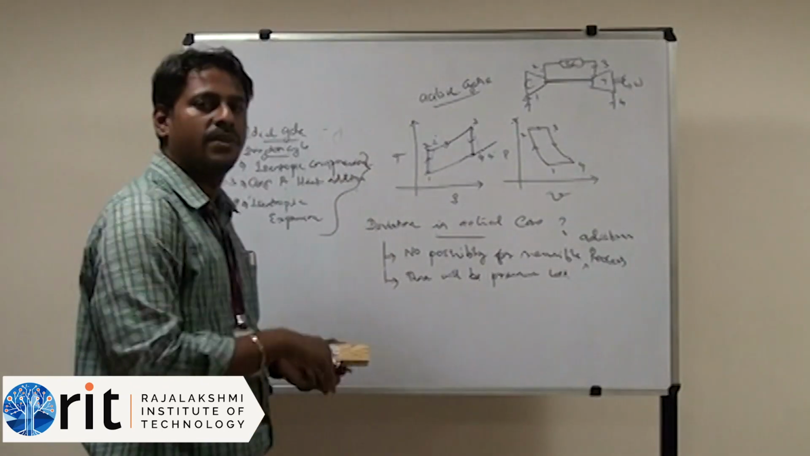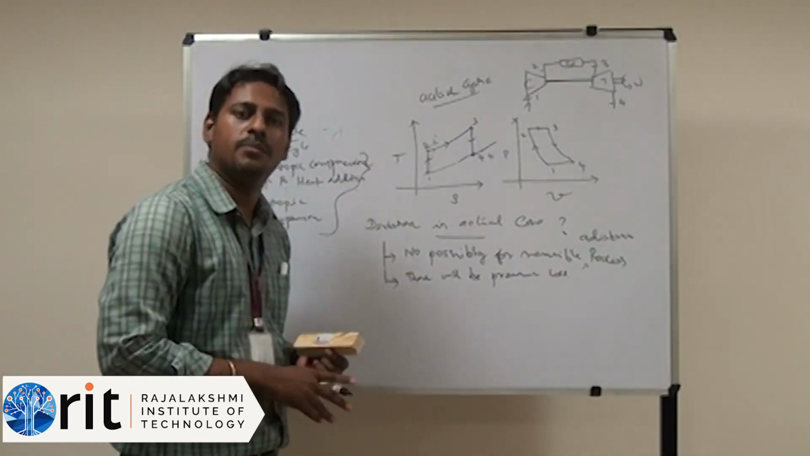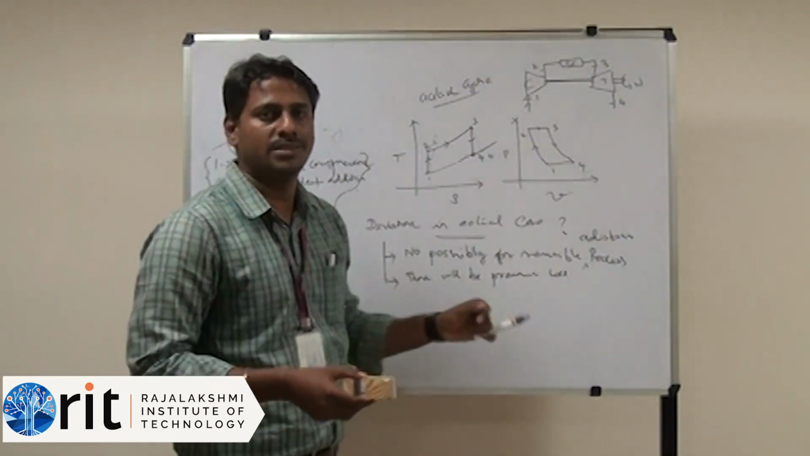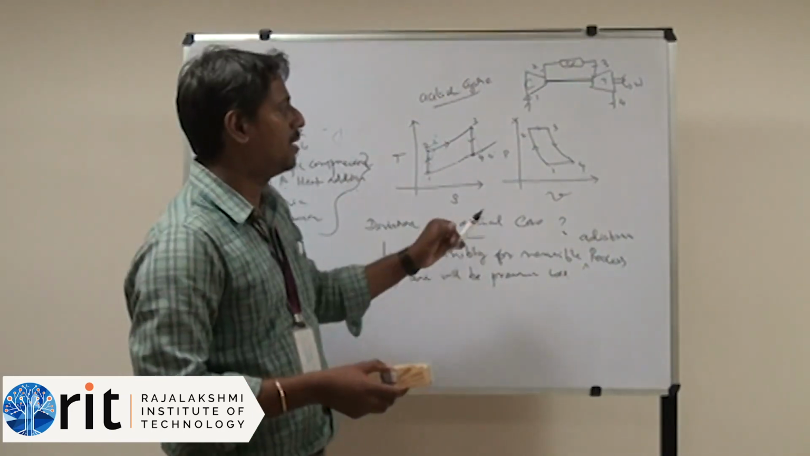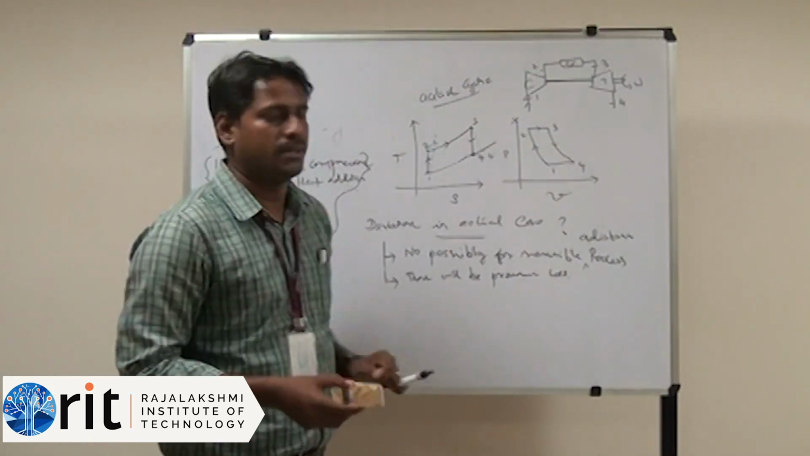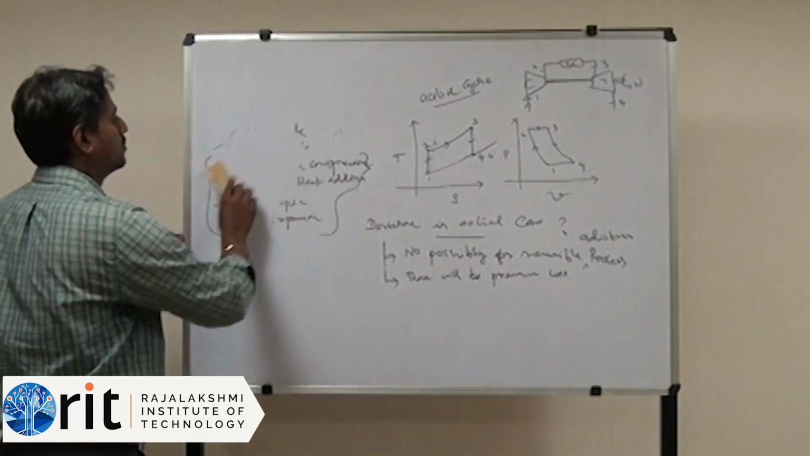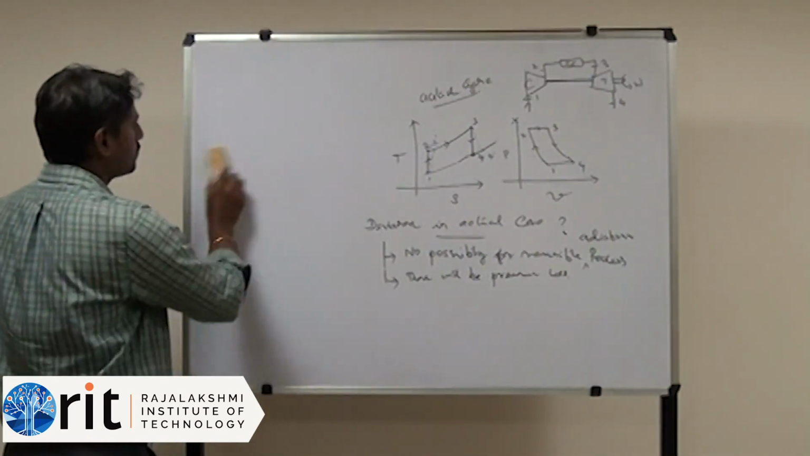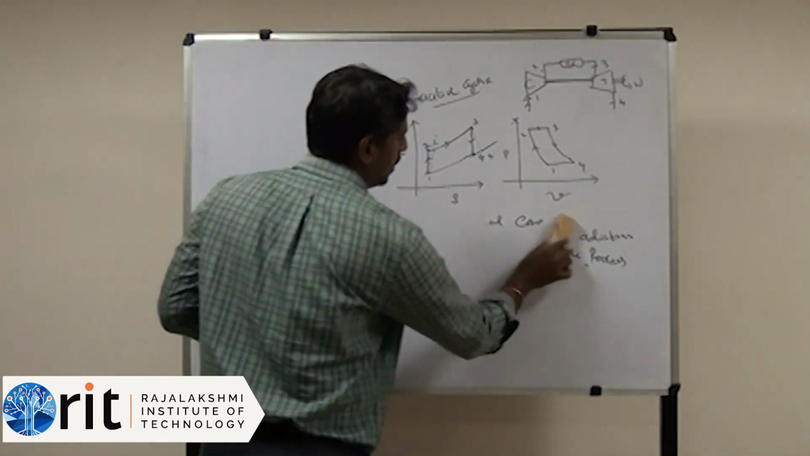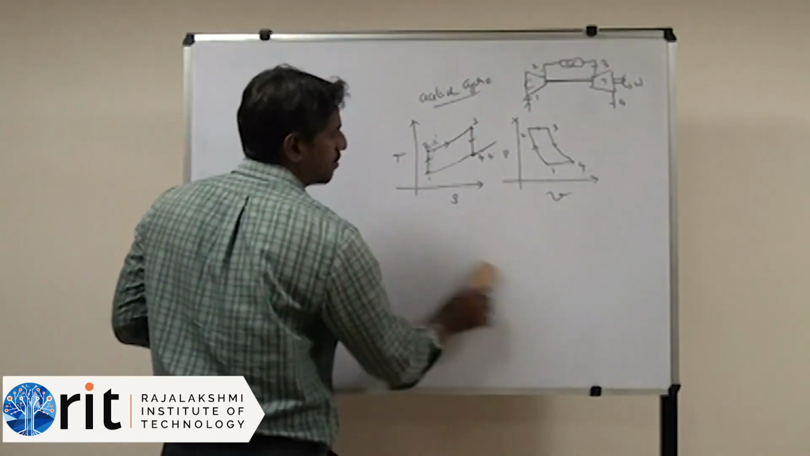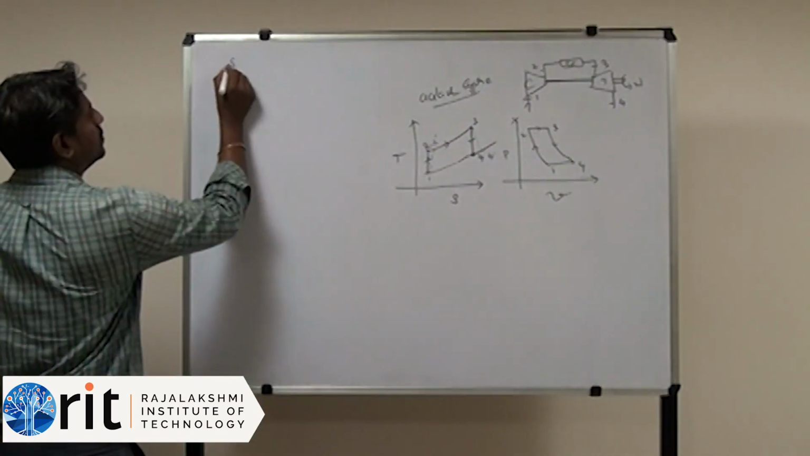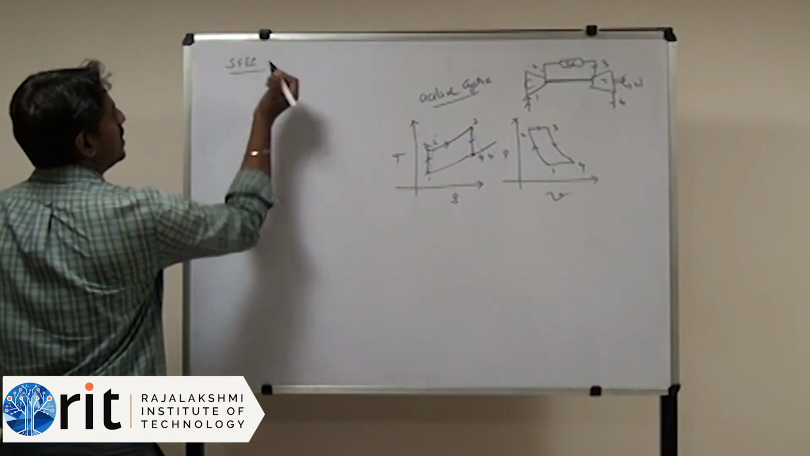Now we are going to derive an equation for the efficiency of the Brayton cycle. For that, I am going to take every component and apply the steady flow energy equation. I am going to find out the work done by the compressor, work done by the turbine, and heat supply. We studied the steady flow energy equation in thermodynamics. So I am going to write down the steady flow energy equation.